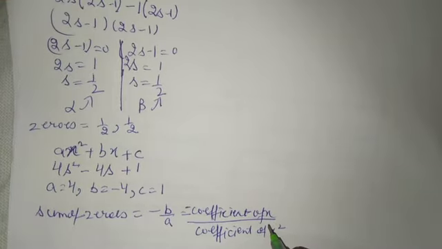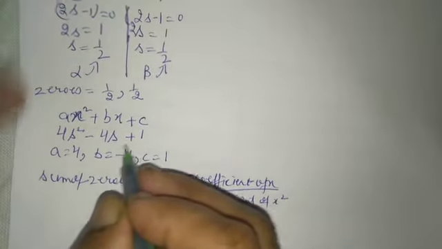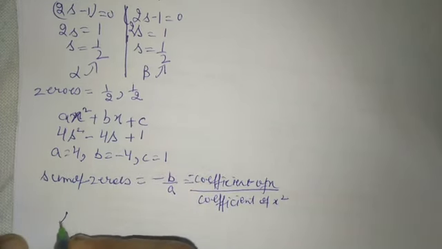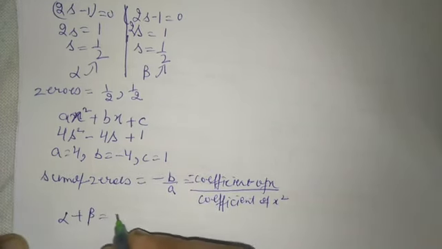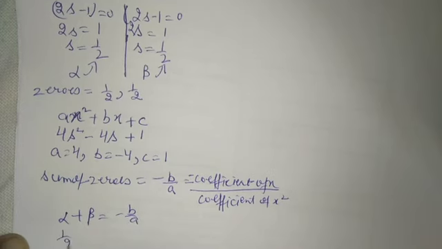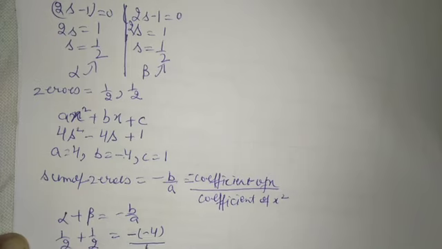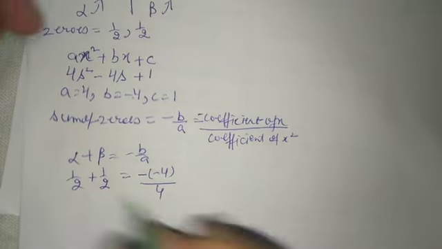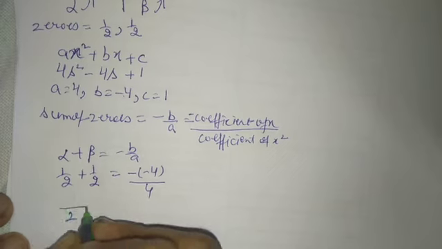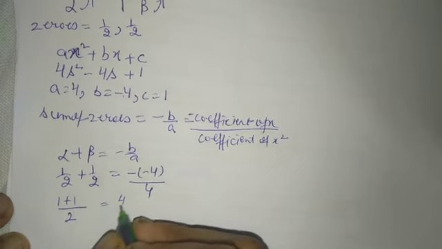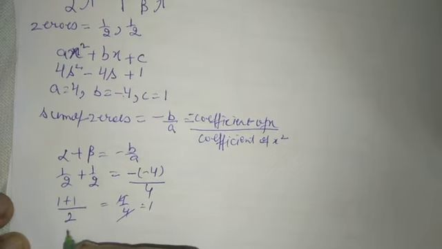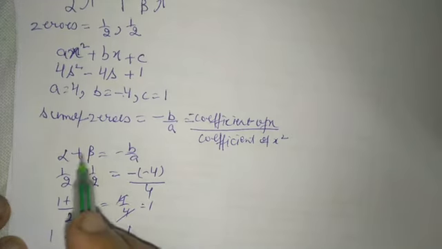So the sum of zeros, we know our zeros are 1 by 2 and 1 by 2. It means alpha plus beta should be equal to minus b by a. Alpha is 1 by 2 and beta is also 1 by 2. Minus b, we write minus, and b is minus 4, and a is 4. Now taking the LCM, we have 2 as LCM, and we have 1 plus 1, that is 2 by 2 on the left, and 4 by 4 on the right, which cancels out to give 1. So 1 equals 1. So this was the sum of the zeros of the polynomial.